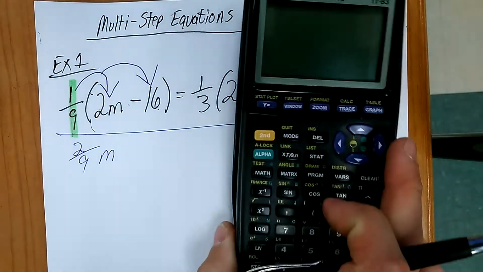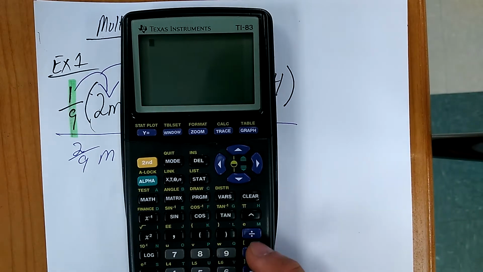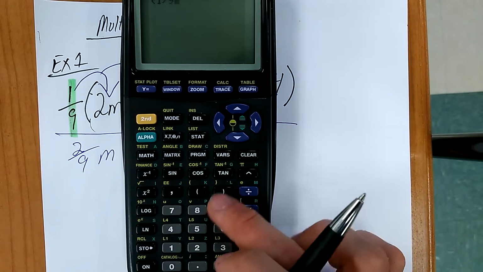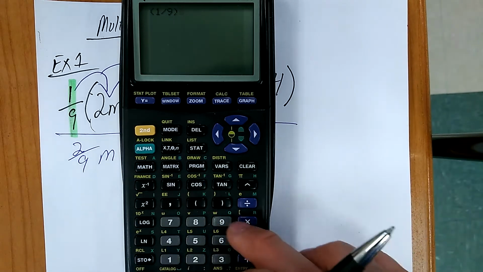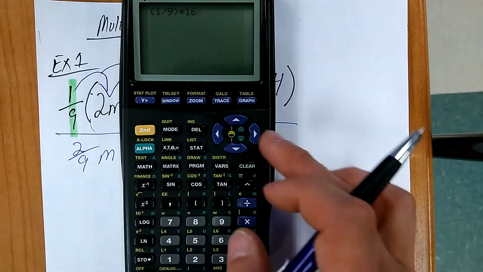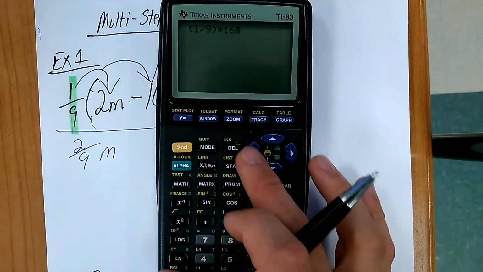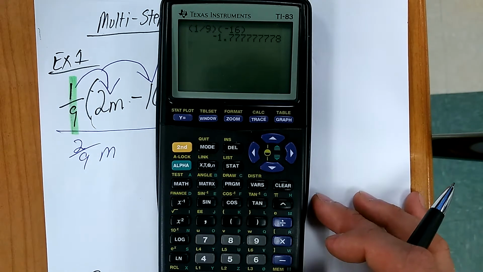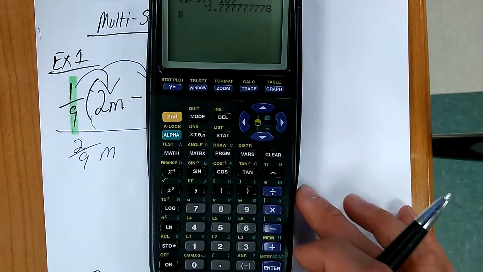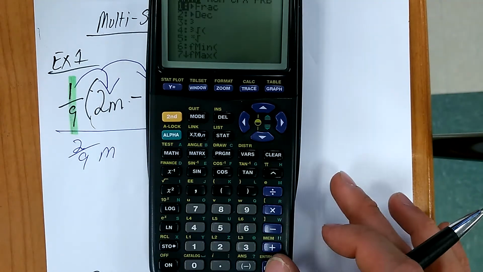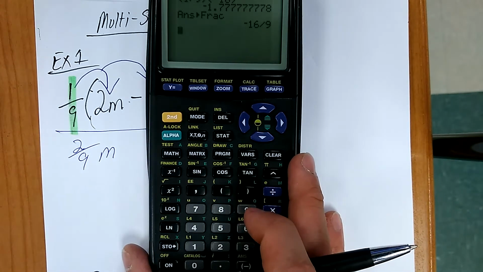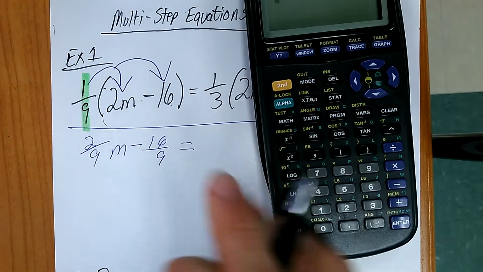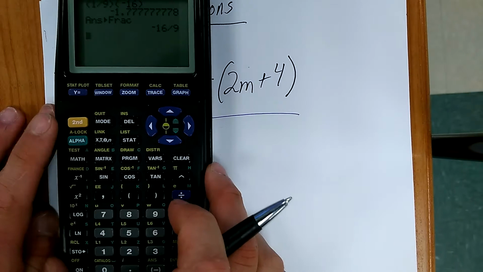Now we have to do 1/9 times negative 16. So we open a parenthesis, 1 divided by 9, times, excuse me, negative 16. Make sure it's in parentheses, negative 16. And we get a decimal. Again, we don't want to work with decimals. We want to work with improper fractions. Hit math, enter, enter. And we get negative 16 over 9. So minus 16 over 9 equals, now we have to do this side.